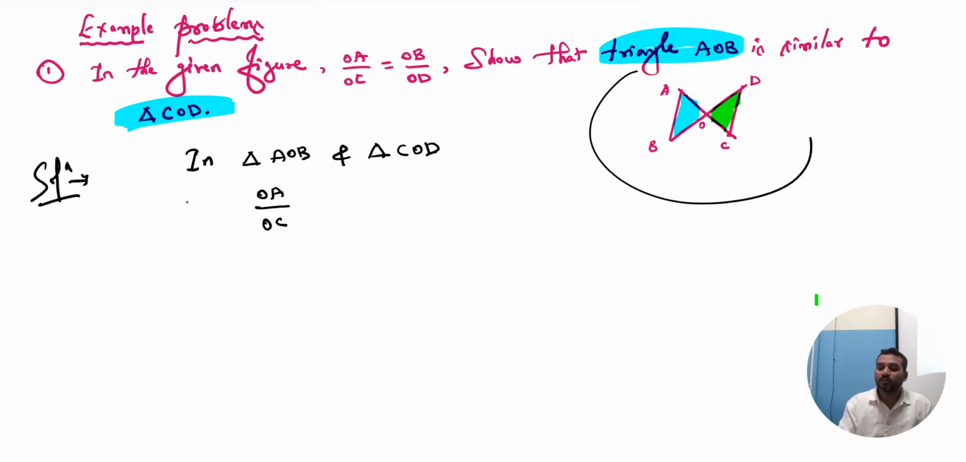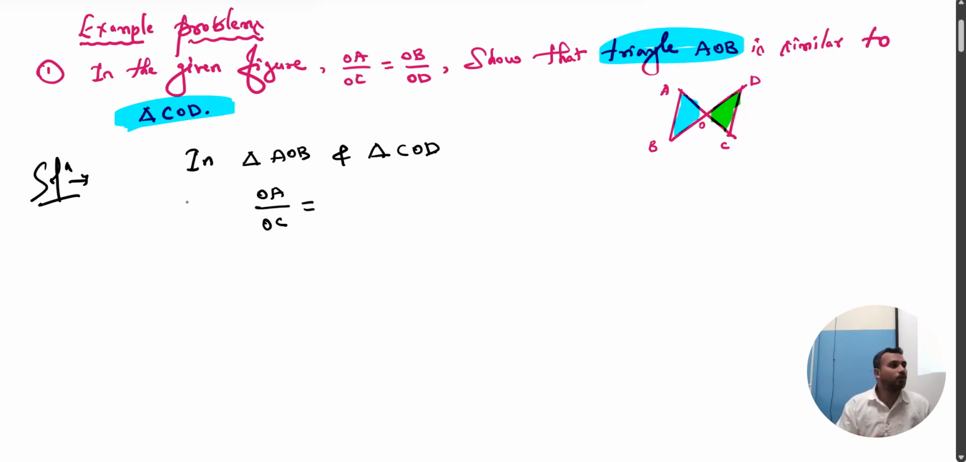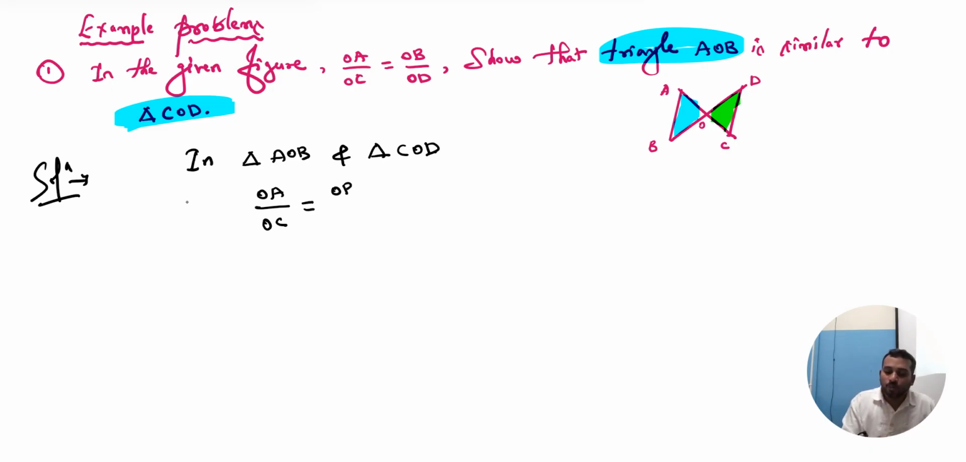Can you see the figure? Am I right? So what do we see? We can see this side OA is proportional to this side OC. Who said? In the question itself it is given. OA is proportional to OC. Then what are they telling? OB is proportional to OD. This is given. Any doubts? Clear? Sure. Good.